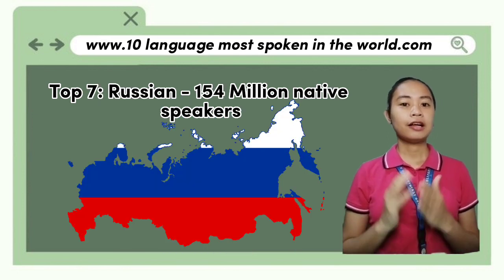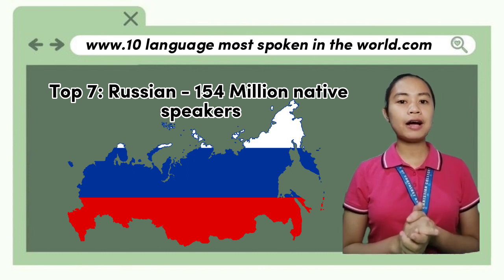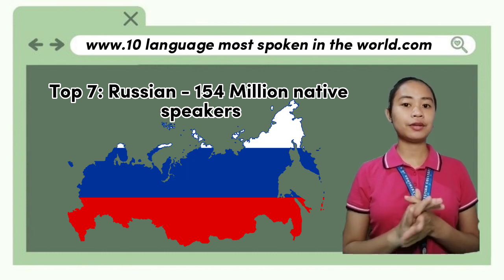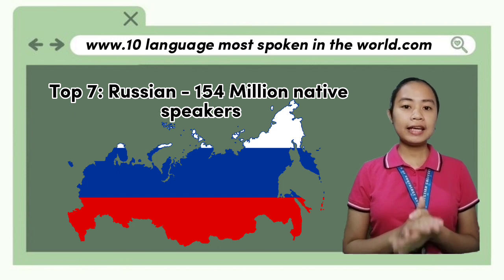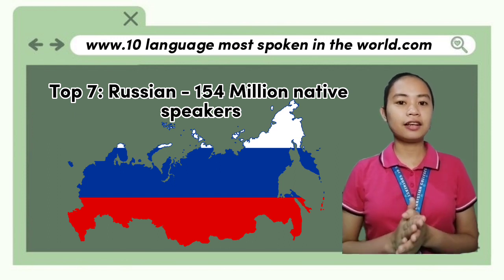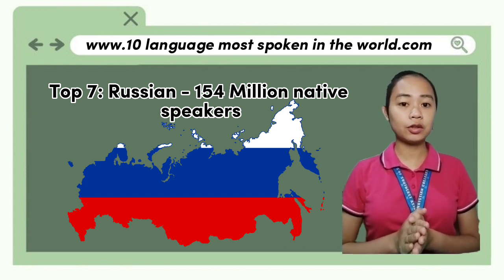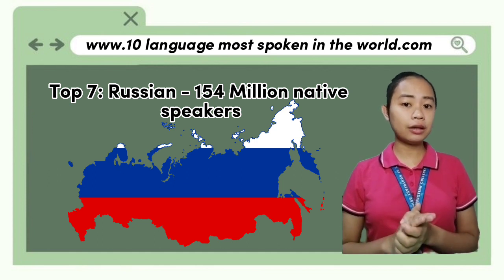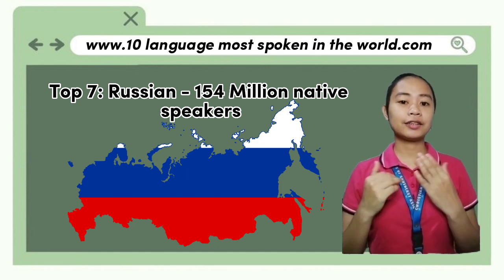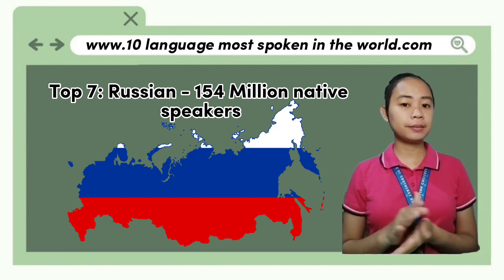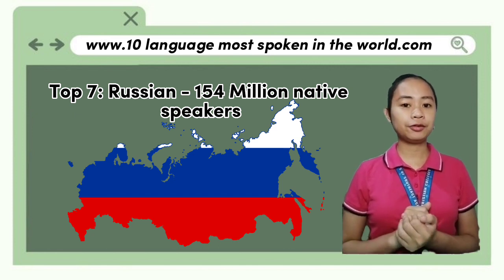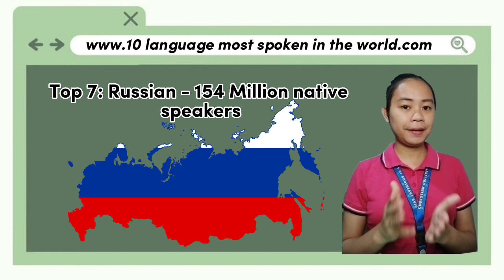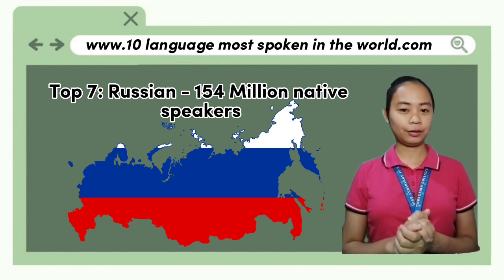Top 7. Russian. Russian follows Japanese on the list of the most spoken languages in the world. This is the largest of all the Slavic languages and is the official language of 4 countries. As a result of this, approximately 154 million people speak Russian as a first language.